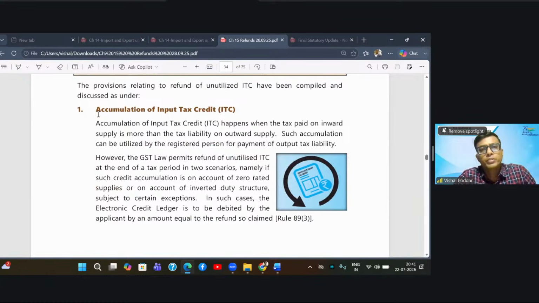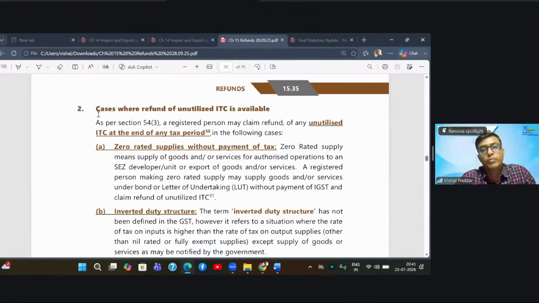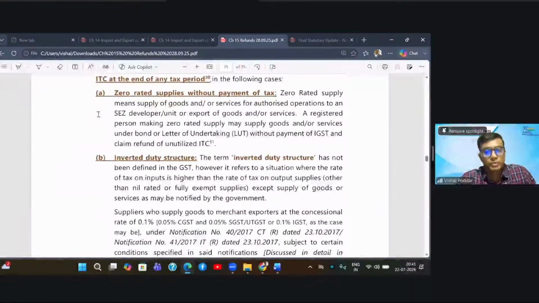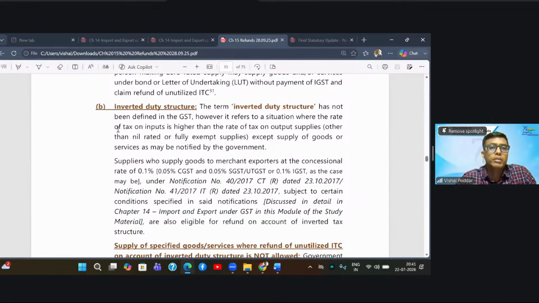Now we come to provisions relating to refund of unutilized ITC. What are the situations where your ITC is unutilized, or it is also called accumulation of ITC? One, where you are exporting goods or services without charging IGST. Two, you are supplying to SEZ without charging IGST, or you are covered under the inverted duty structure. Now, what is an inverted duty structure? Inverted duty structure is a situation where the rate of tax on your input side is higher than the rate of tax on your output side. In such cases, it will be considered as an inverted duty structure.